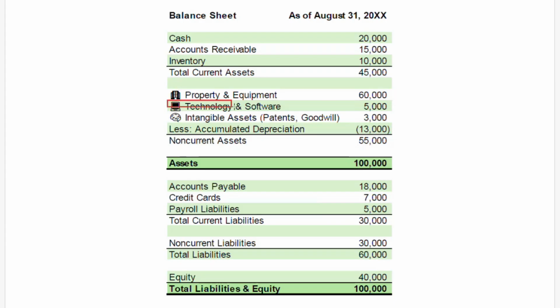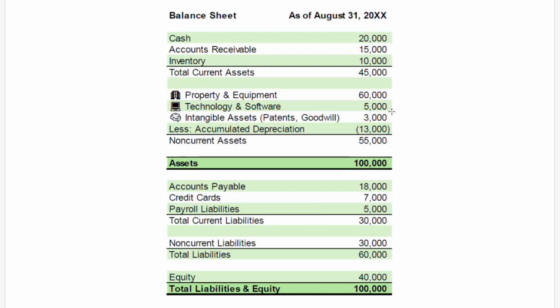Now, technology and software is a little bit more of an intangible type of item, meaning it's not something that you can touch, right? You've got your vehicle out in the parking lot. You can go out and touch that vehicle and it's there. But if you've paid a lot of money to use another business's software, you've paid it all up front, and you're going to amortize that cost over a period of time, it's going to sit on your balance sheet like that. So that's an example of technology and software.